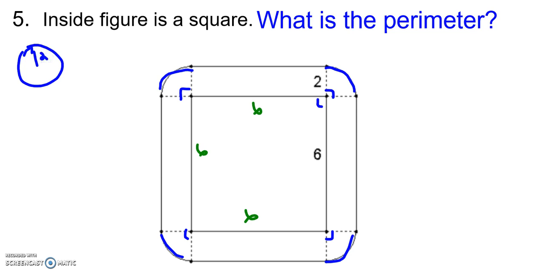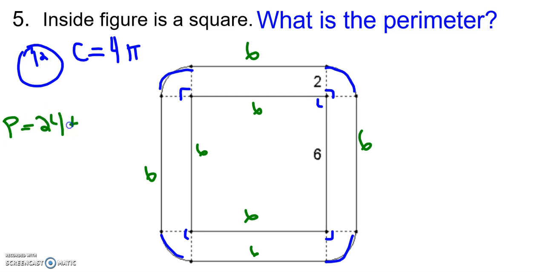Okay, so then our circumference of this circle is just going to be 4 pi. Alright, and then we want to know the perimeter of this figure, so since we have this square here, we know that these lengths are going to be 6 as well. So our perimeter is going to equal 4 times 6, which is 24, plus our circumference of our circle, our little corner pieces, which was 4 pi, and that is our final answer.